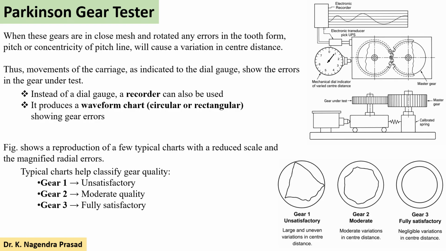In general, we classify these charts into three types based on the gear quality. The first one is unsatisfactory, because there are large and uneven variations in the center to center distance. The second chart indicates moderate quality, because there are very small variations in the center to center distance. The third chart indicates fully satisfactory quality, because there is negligible variation in the center to center distance.